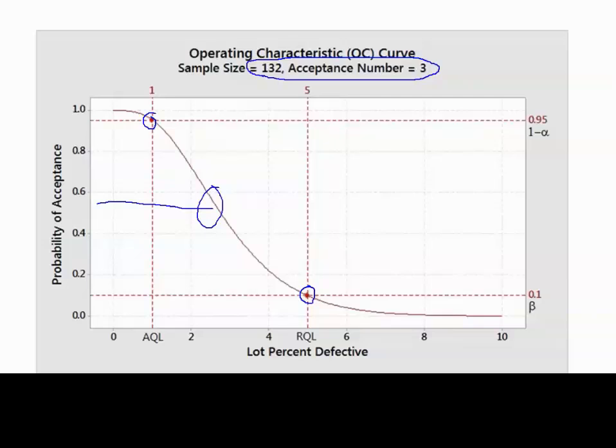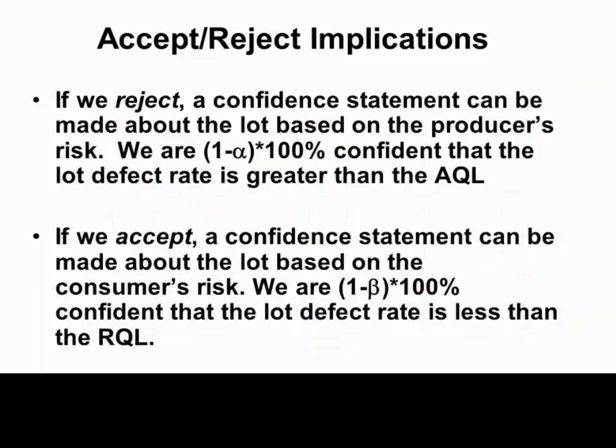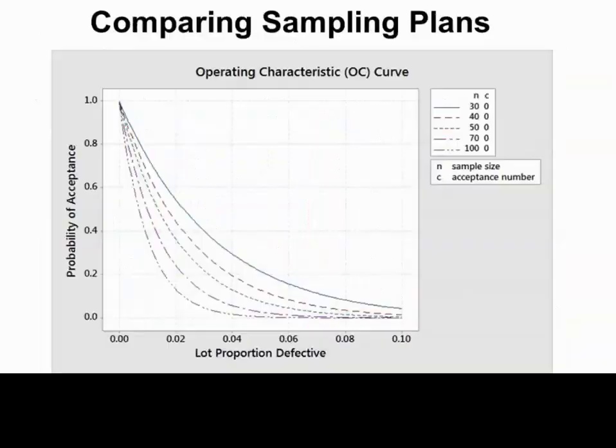Similarly, if you don't reject, it doesn't mean that you're confident that you're at the AQL. It means that you're highly confident that you're no worse than the RQL, because if you were worse than the RQL, there's only a 10% chance you would accept that lot. So don't get excited just because you put in a sampling plan and you pass the first few lots. It doesn't mean you're as good as the AQL. That's what these statements are here.